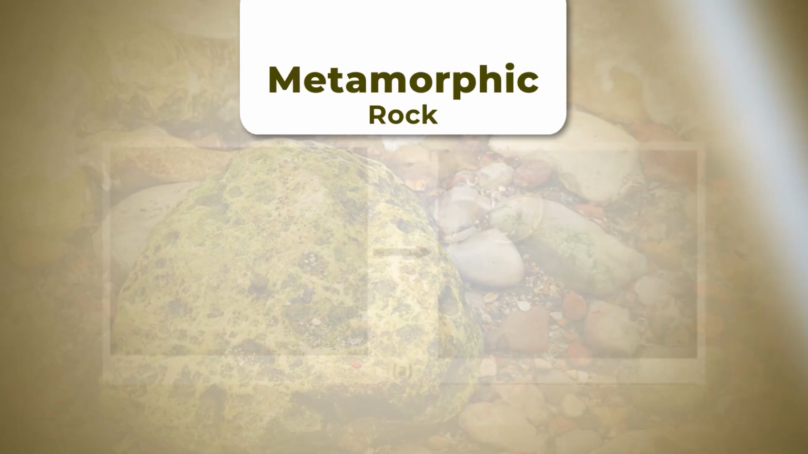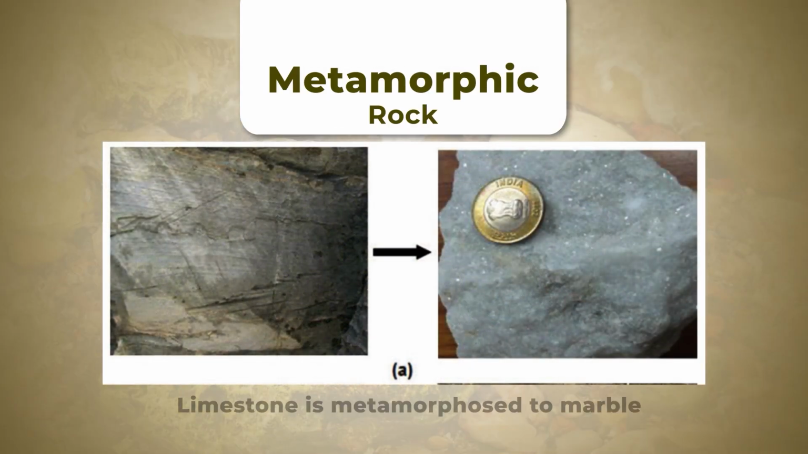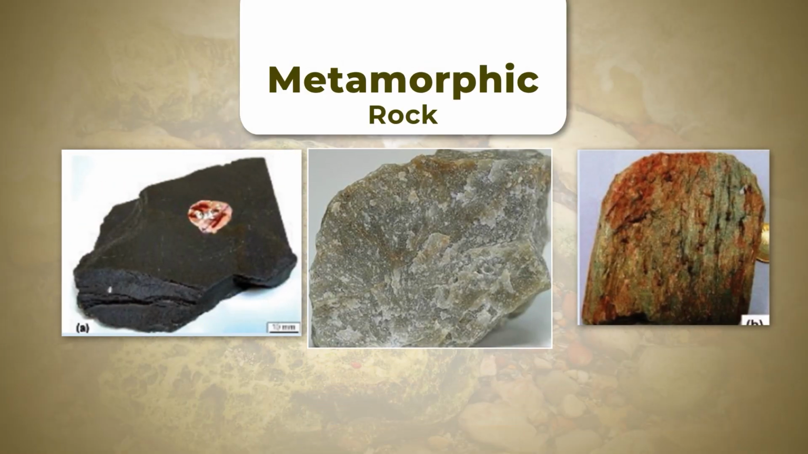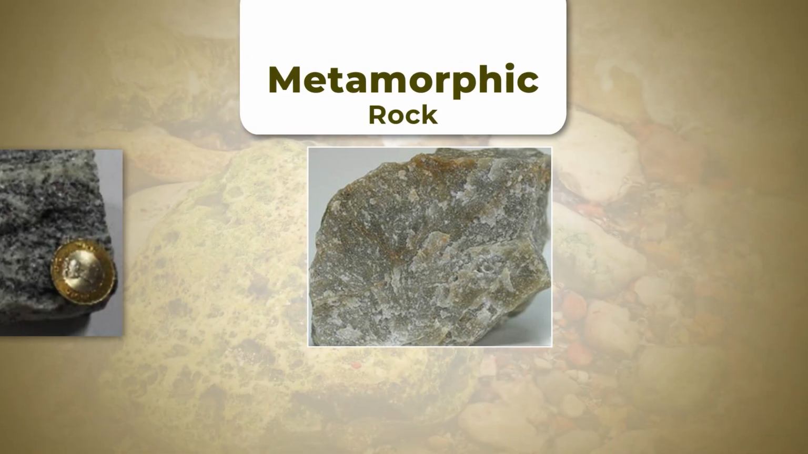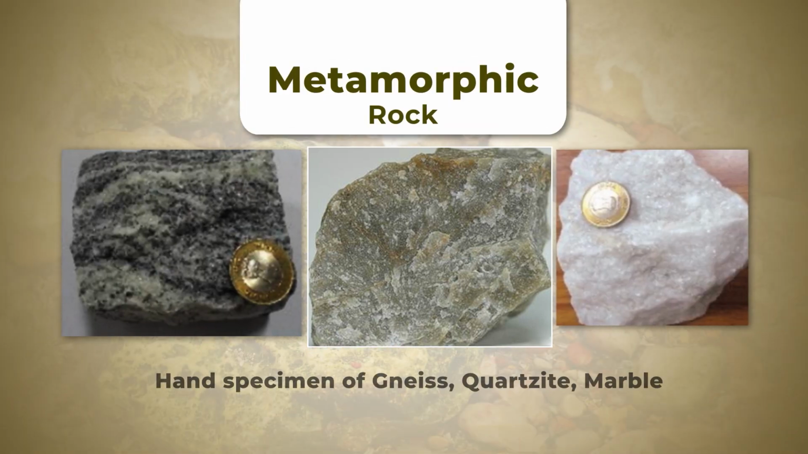The third one, the composition of limestone and marble are same. Limestone is a sedimentary rock. It is metamorphosed to marble. And the hand specimens are given as photographs of metamorphic rocks. Slate, which you are familiar with, is used in blackboards. You can see some layers. Then you have phyllite, then you have schist. You also have different metamorphic rocks based on the texture like gneiss, quartzite and marble. So these are formed from different kinds of protolith rocks.